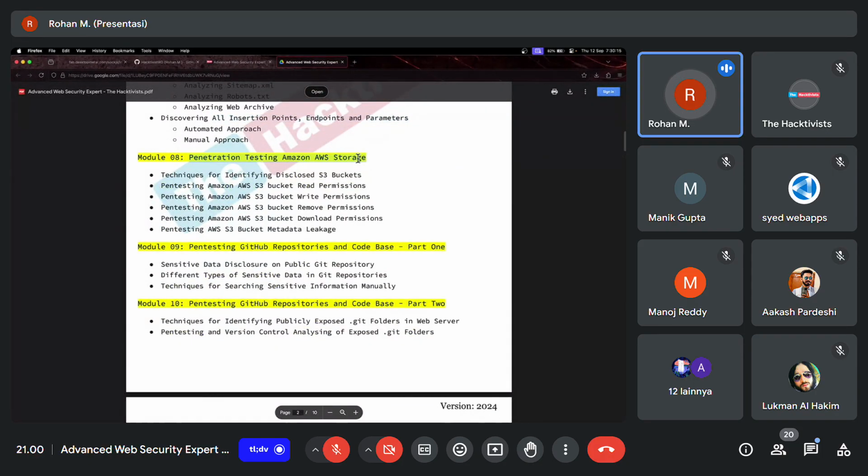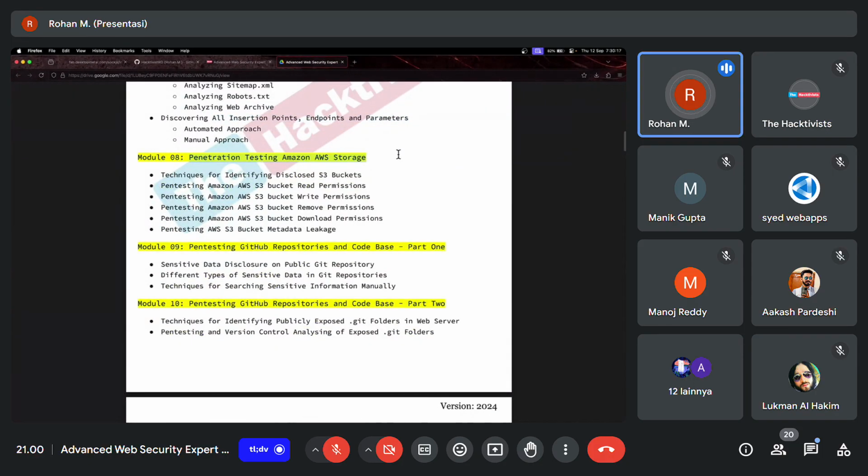Next point, pen testing AWS storage. Though technically it is not something that web application pen testers will be doing, as I mentioned, we will be discussing both approaches, pen testing as well as bug hunting. Especially as a bug hunter, if you come across any S3 bucket in the application, we will be learning how you can test for them, whether they are misconfigured, testing for multiple permissions: can you read the S3 bucket, can you upload something to it, can you delete something from it, what are the various things you can do, and how can you maximize the impact? That is what we will be discussing.